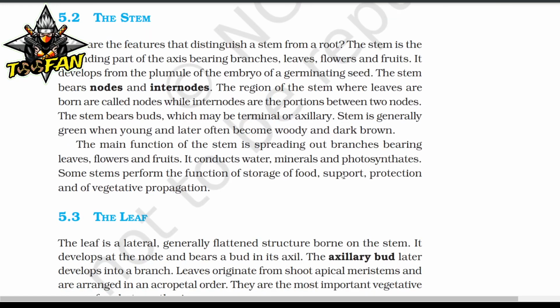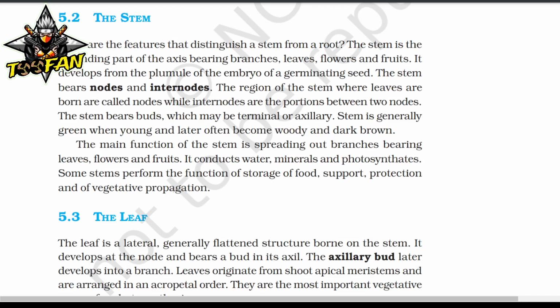The stem. What are the features that distinguish a stem from a root? The stem is the ascending part of the axis bearing branches, leaves, flowers, and fruits. It develops from the plumule of the embryo of a germinating seed. The stem bears nodes and internodes. The regions of the stem where leaves are borne are called nodes, while internodes are the portions between two nodes. The stem bears buds, which may be terminal or axillary. The stem is generally green when young and later often becomes woody and dark brown.